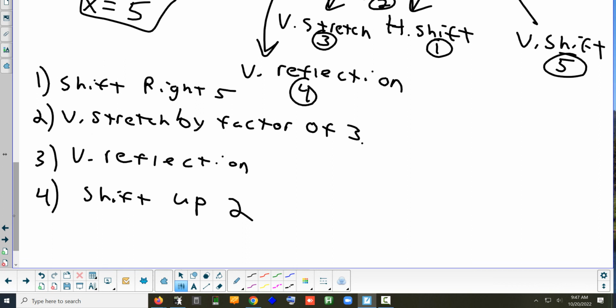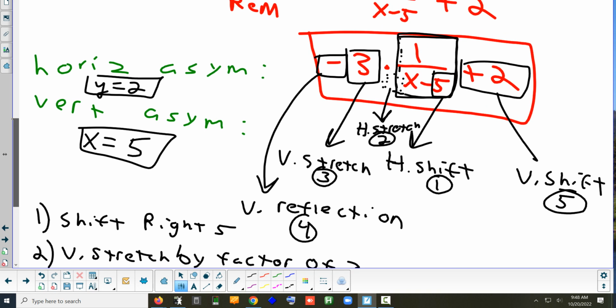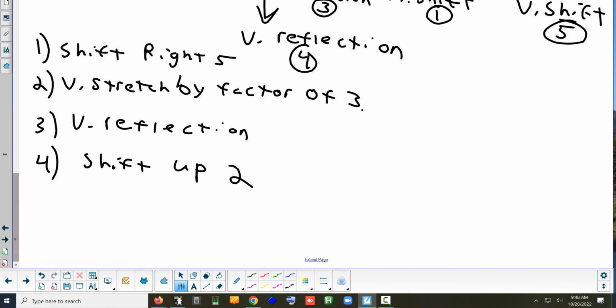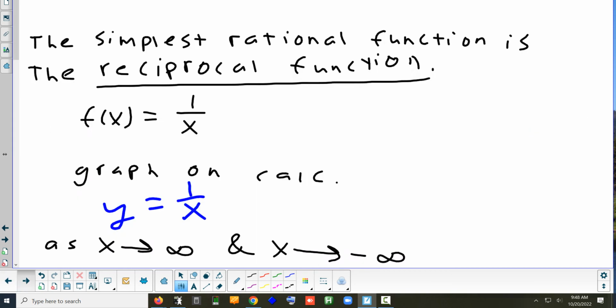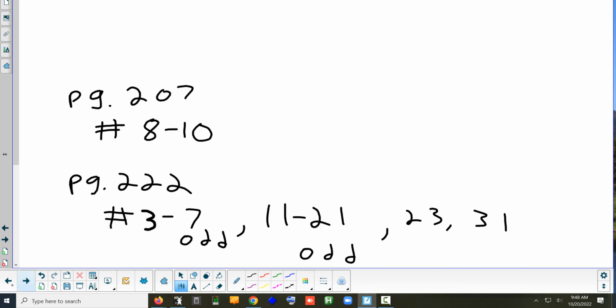Question on it? Yes. What happens if you have one, but it doesn't have a +2? If it didn't have a +2, then the horizontal asymptote would have been 0. Would you see it on the graph hit 0? Yeah, you'd see it just like this one. That has a horizontal asymptote at 0. When it's 0, it's the axis.